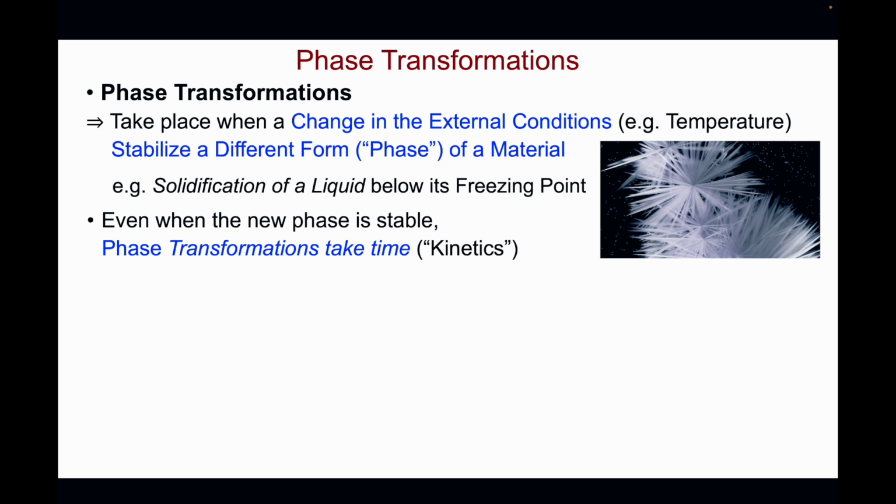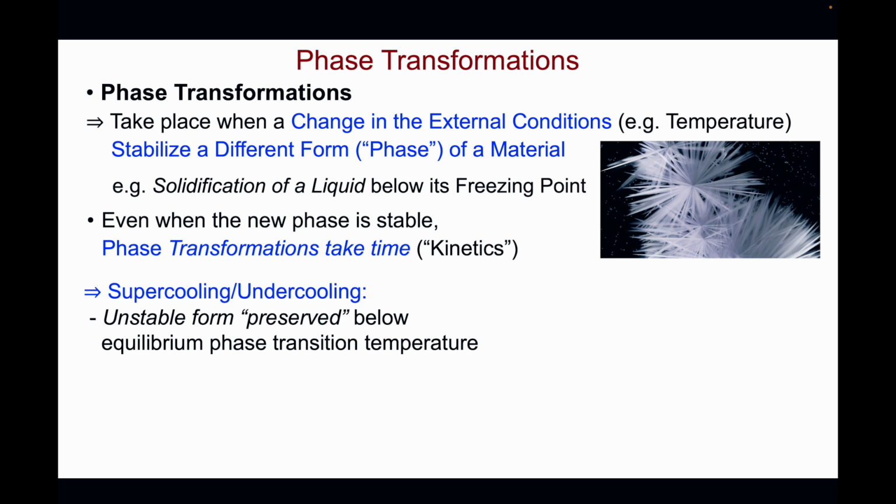Even when a new phase is stable, the transformation from the parent phase takes time. We refer to that time dependence as the kinetics of the transformation. Because the kinetics can be very slow, it's often possible to preserve the unstable form of the material below its transition temperature, a process known as supercooling or undercooling.